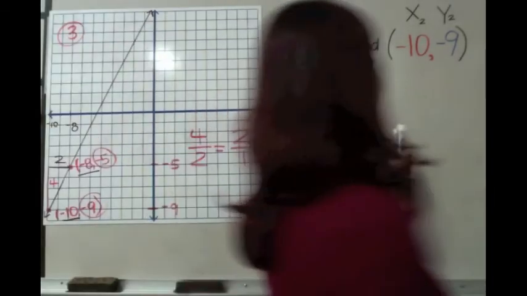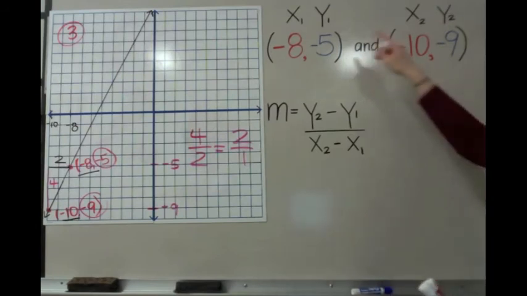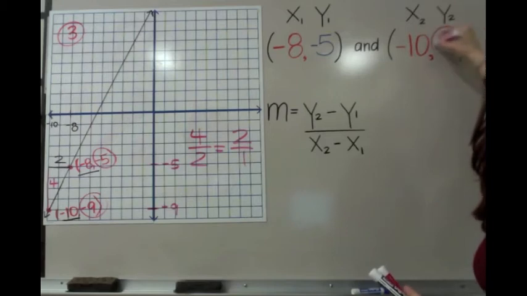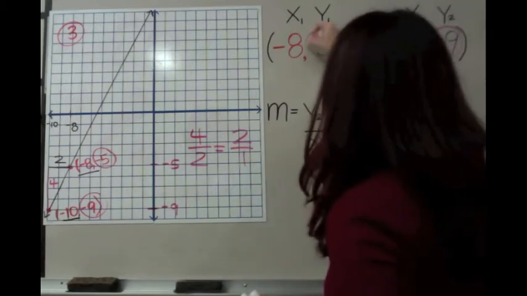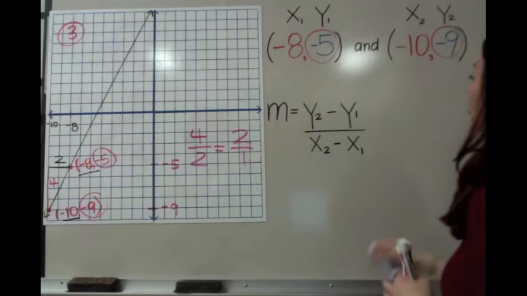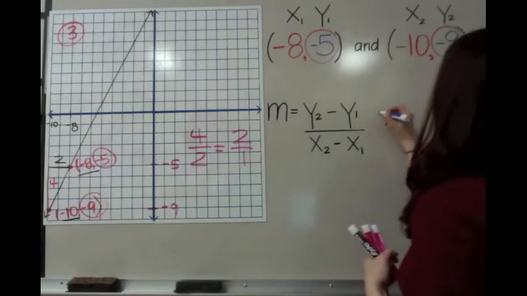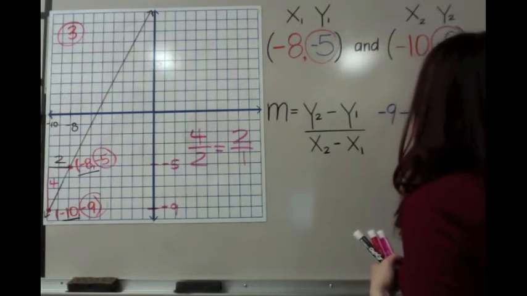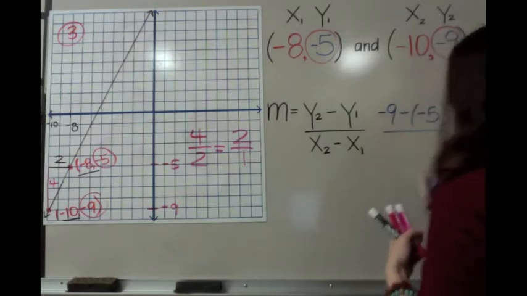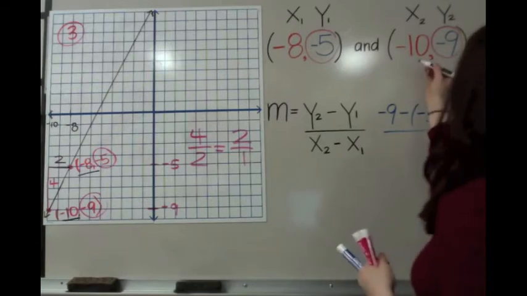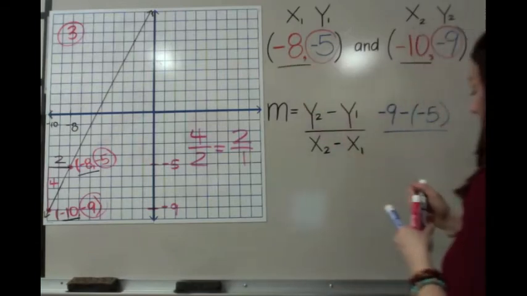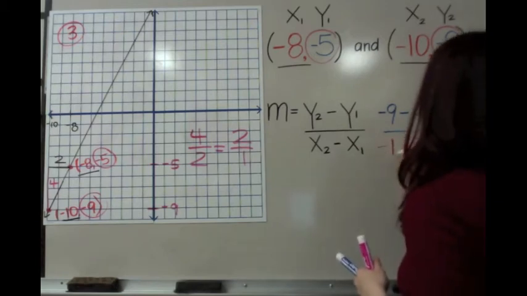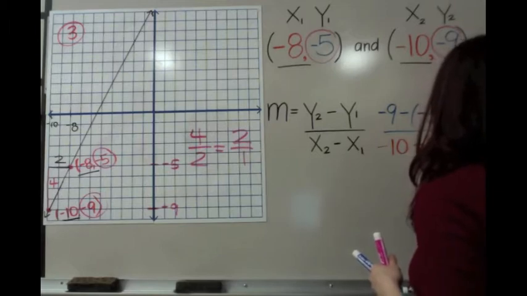Let's calculate the slope using the slope formula. So we're going to do y2 minus y1. So I want you to circle the y2 value and circle the y1. All right. So right next to the formula, we're going to write negative 9 minus a negative 5 divided by, and let's go ahead and underline the x values. We have a negative 10 minus, a lot of negatives, negative 10 minus a negative 8.